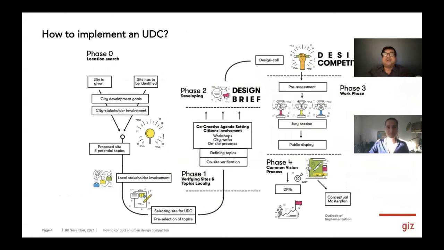To conduct a successful competition, we developed this process chart that emerged from the EnteKochi competition. In phase 0, we identified a competition site through consultations with local authorities and citizens. In phase 1, we verified the site and topics through site visits and in-depth interactions with the residents and users. In phase 2, we marked the development of the co-creative design brief. In phase 3, we announced the design call and invited interested participants for registration. Eventually, phase 4 involved pre-assessment, shortlisting, jury session, announcing the winners, and a public exhibition.